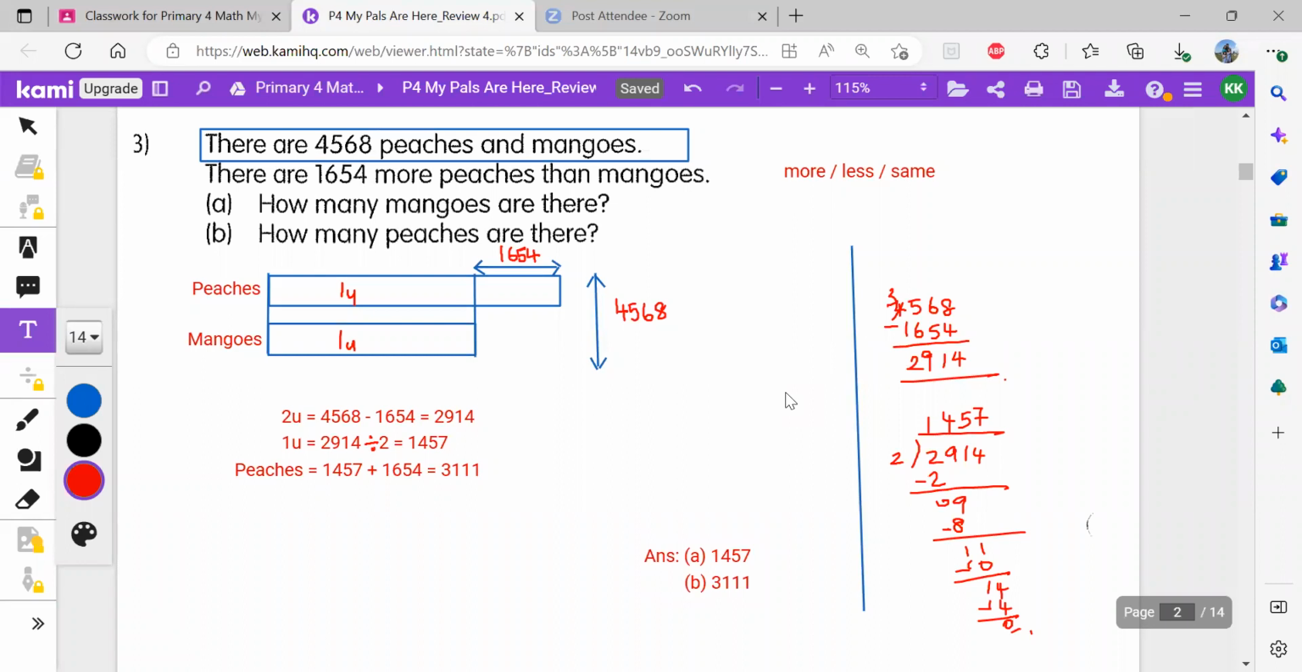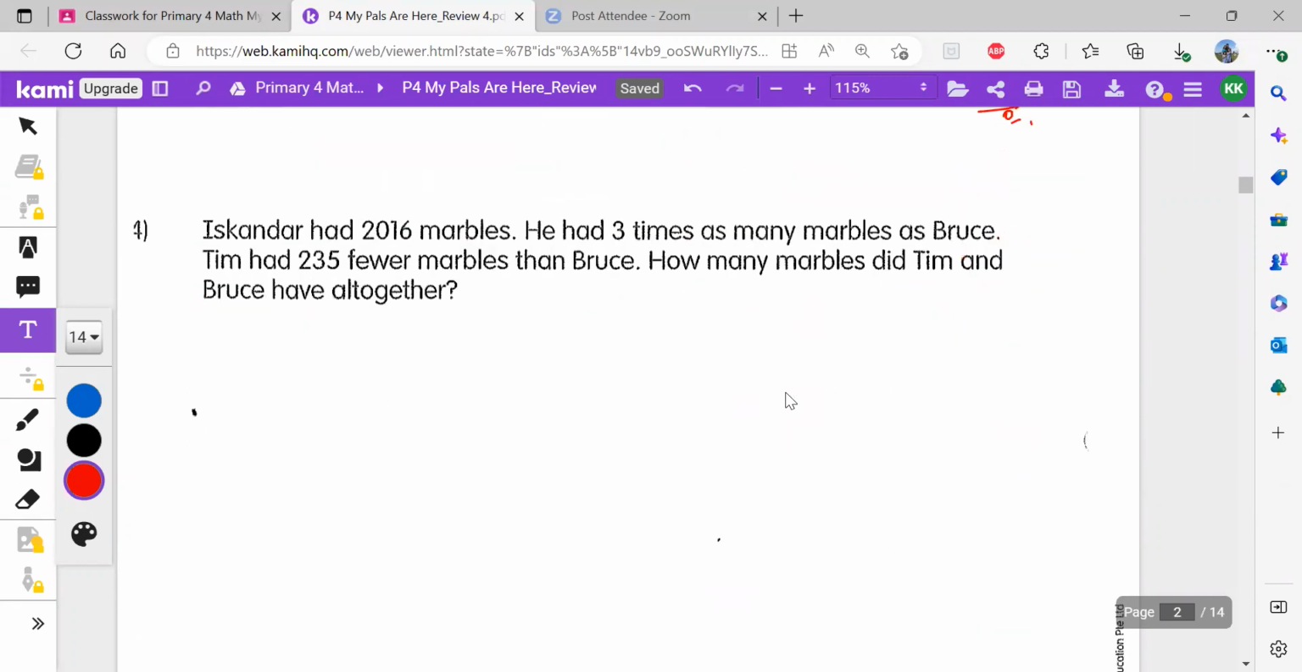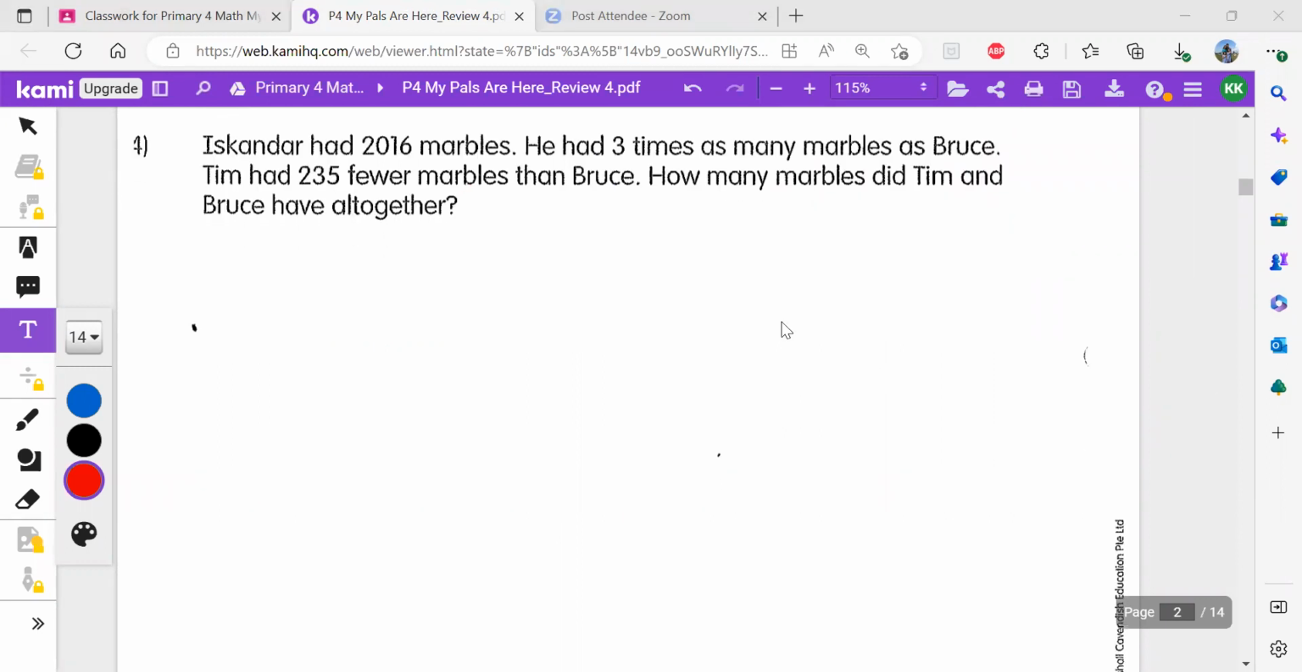All right, let's go to question 4. Iskandar had 2016 marbles. He had 3 times as many marbles as Bruce. Tim had 235 fewer marbles than Bruce. How many marbles did Tim and Bruce have altogether? So once again, if you have not done this, you should pause the video and attempt it first before you continue to look at the solution.